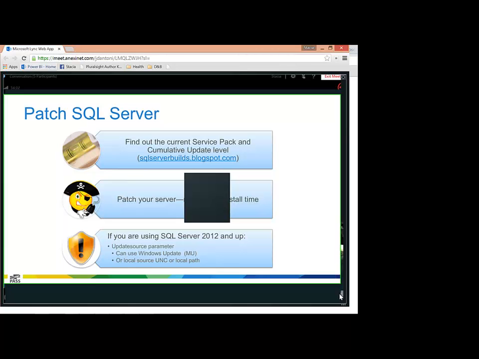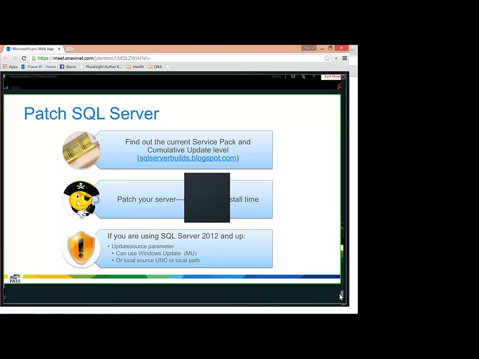Stay on top of this, but don't worry about being on the bleeding edge of it, unless you have a bug that's affecting your operations. But outside of that, you want to stay at least probably one or two CUs behind, and you'll be fine. But you definitely want to stay on top of this, because especially with the new development cycles Microsoft's doing, features are getting added in cumulative updates, so that's something else to think about. And they're making a lot of bug fixes.